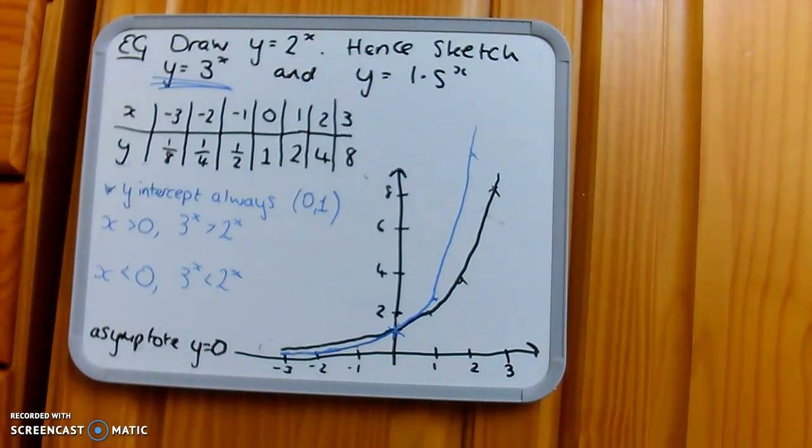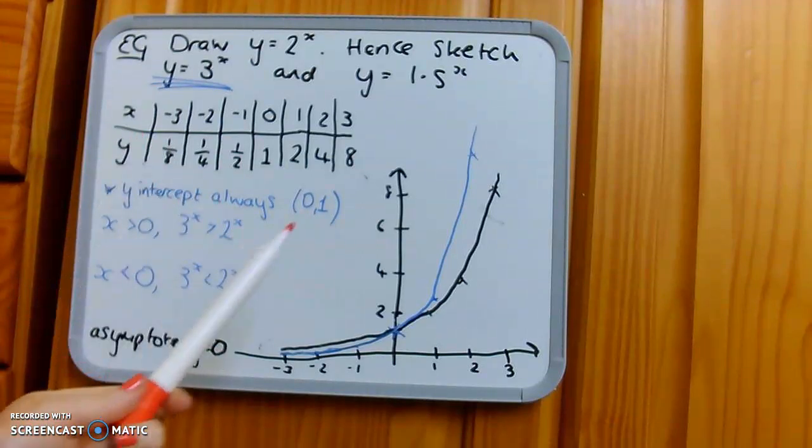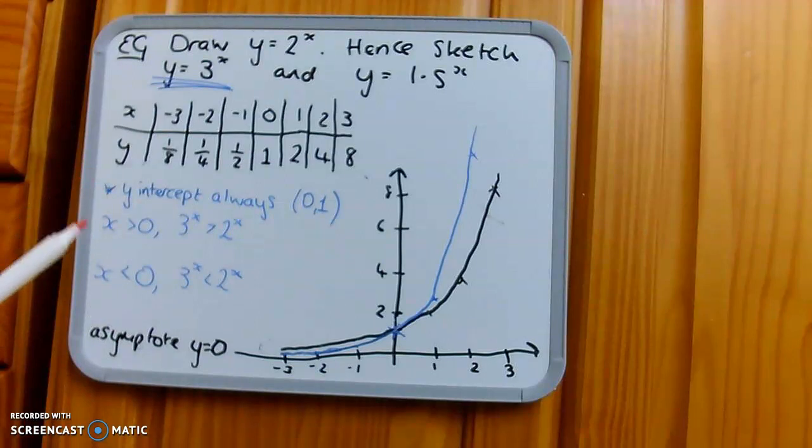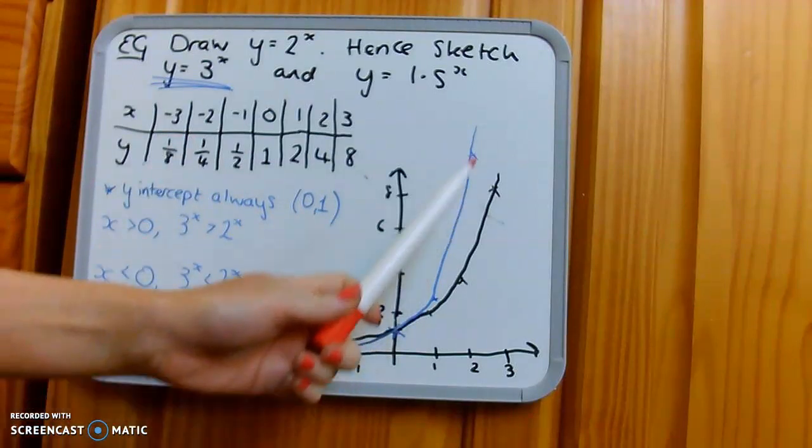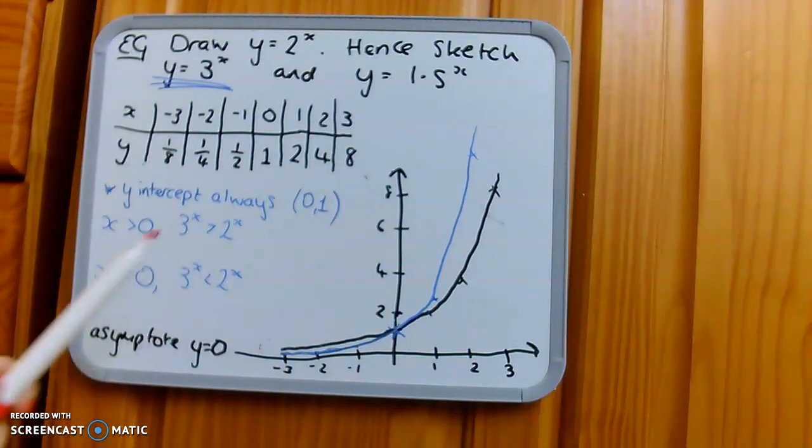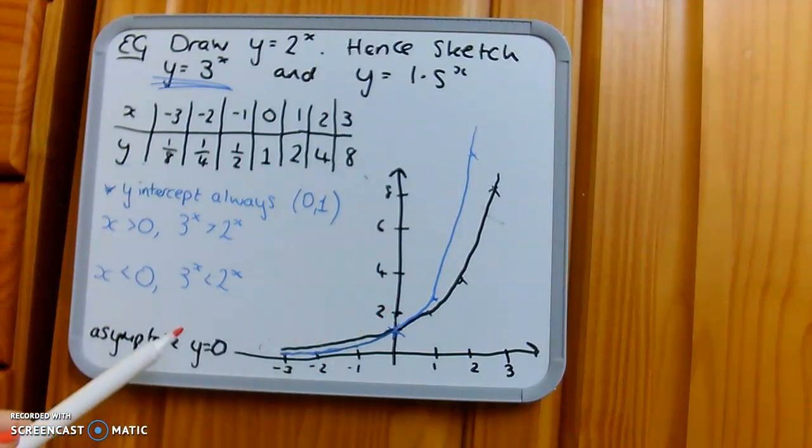Okay, so I've just added some quick notes there that the y-intercept's always (0, 1). As I've just said, when x is bigger than 0, we get the curve 3 to the power of x bigger than 2 to the power of x. And when x is less than 0, then it is smaller than it.